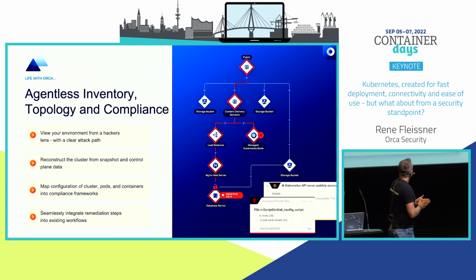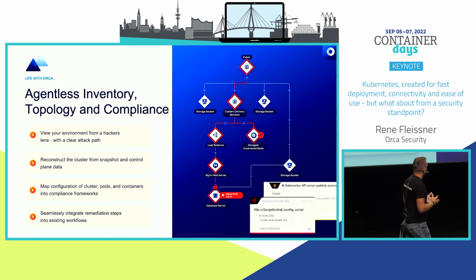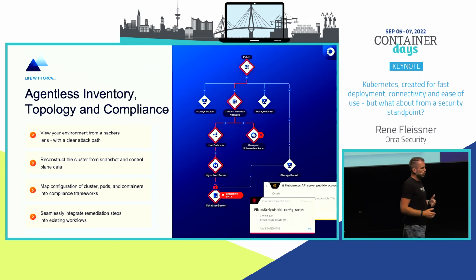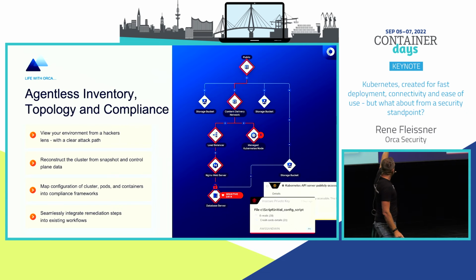That's how it looks like. That's the agentless inventory, topology, and compliance. I told already with the attack path, see it how a hacker will see it. Reconstruct the cluster from snapshot and control the data plane. You see exactly how it's going in.